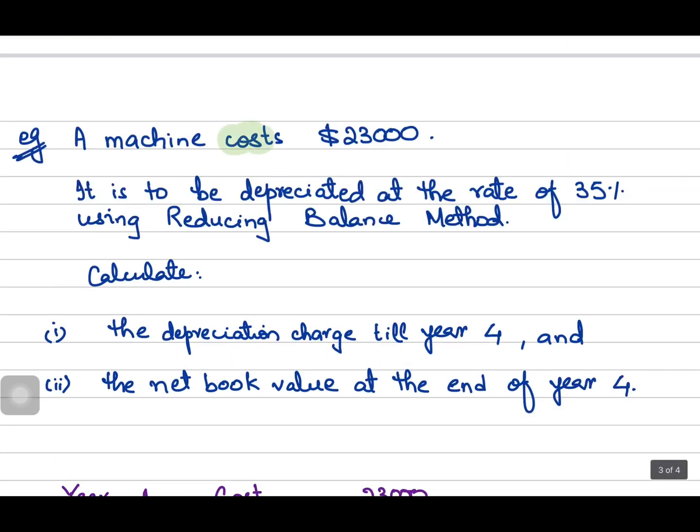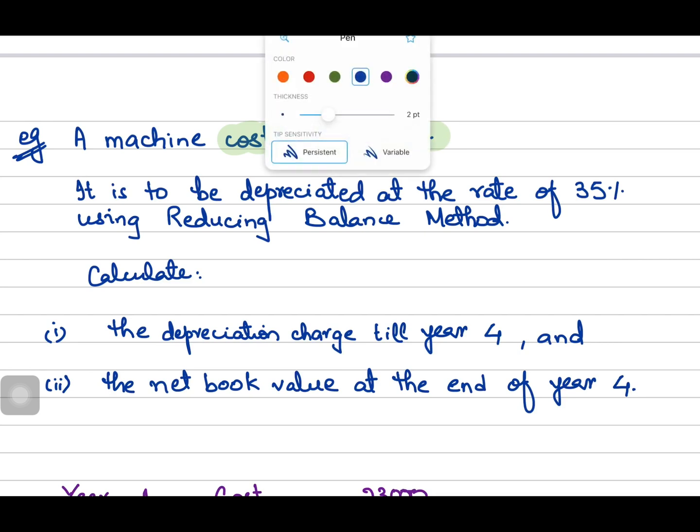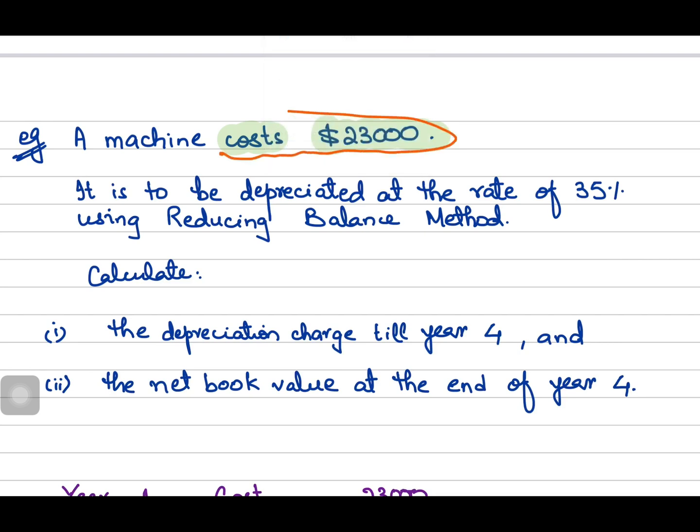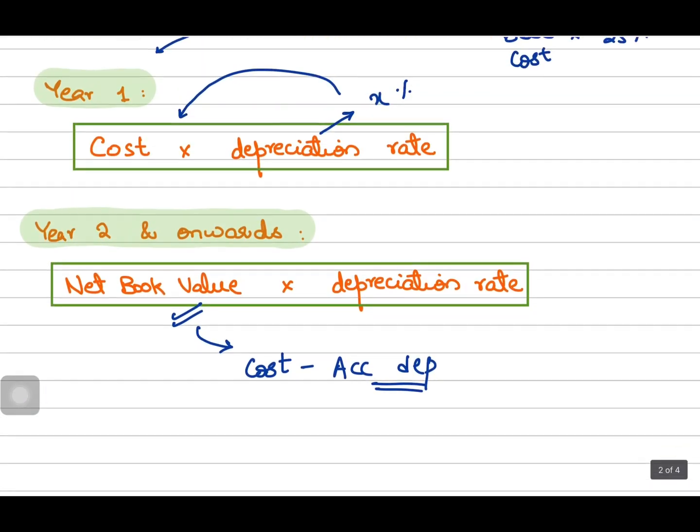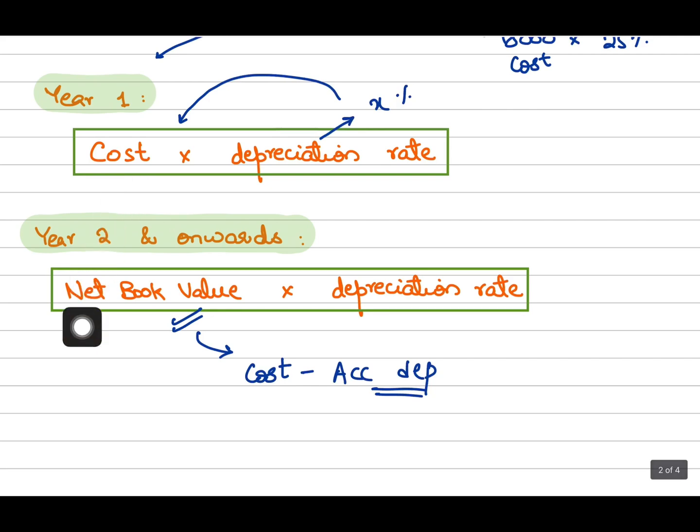The question says a machine costs $23,000. So, this is the cost given to us, $23,000. It further says that it is to be depreciated at the rate of 35% using reducing balance method. The question is to calculate the depreciation charge till year 4, and also the net book value at the end of year 4. So we have the formula: in the first year the depreciation rate will be applied on the cost, then from year 2 it will be applied on the net book value. So, let us begin.